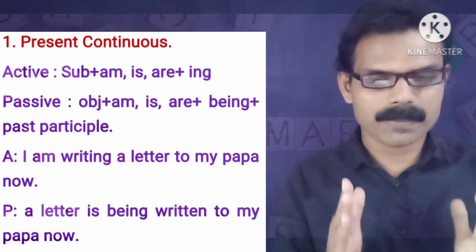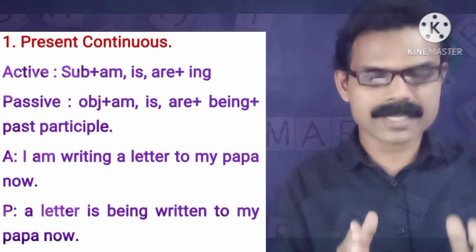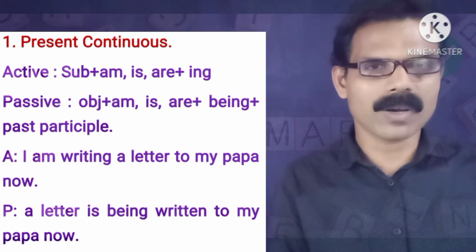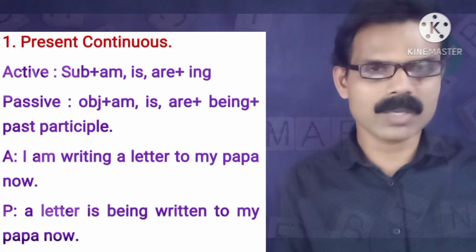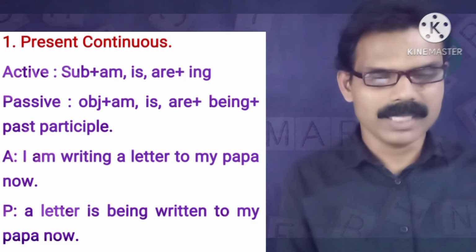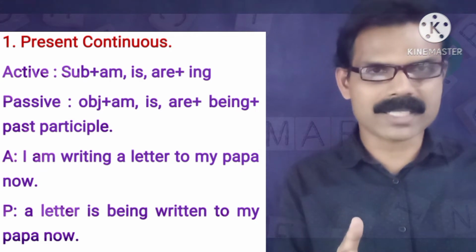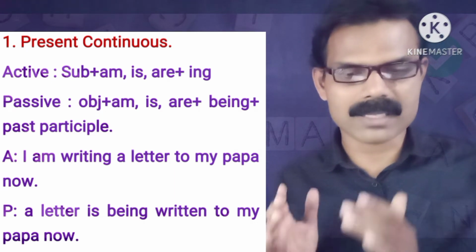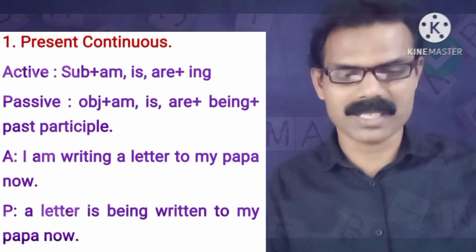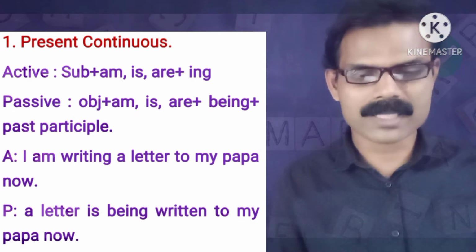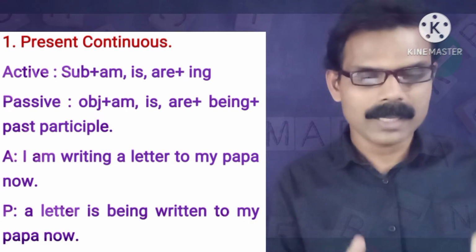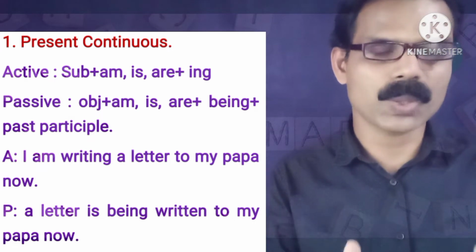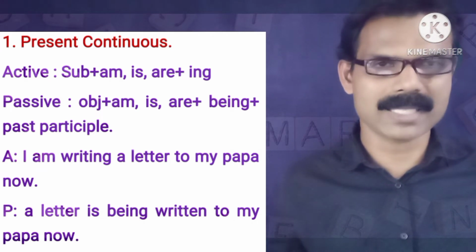Active, subject plus am, is, are plus ing. Why this am, is, are separately? Because am is with I, is singular, are plural. Okay. When it goes to passive, object, don't forget this, object comes into the place of subject. So I termed it here object for your understanding. Object plus am, is, are plus being plus past participle. Being is added to show that it is continuous, passive.